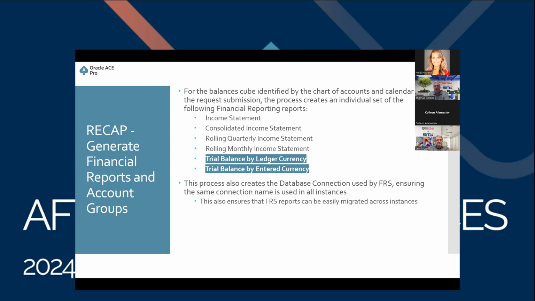So you get the income statement. It's a relatively straightforward income statement. You get a consolidated income statement, a rolling quarterly and a rolling monthly income statement. I will say that Oracle does a decent job of creating them, but I'm not crazy about how they do it. Lee and I have a slightly different way of creating our income statements. I tend to create my income statements, especially if it's a rolling one, using a single column. And there's a way you can do that using functions within the FRS tool.